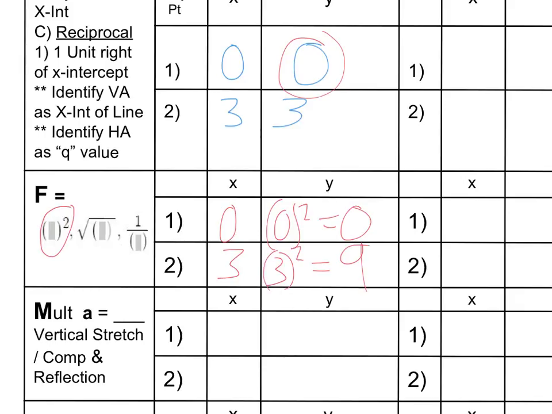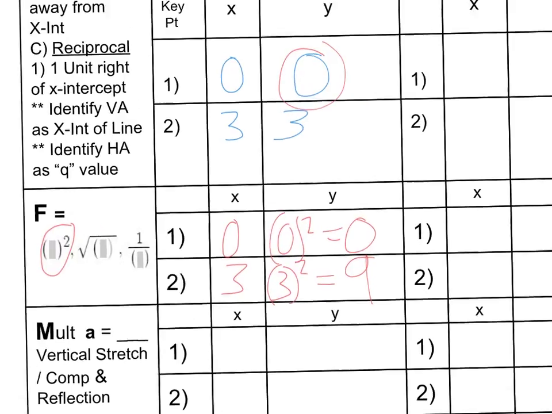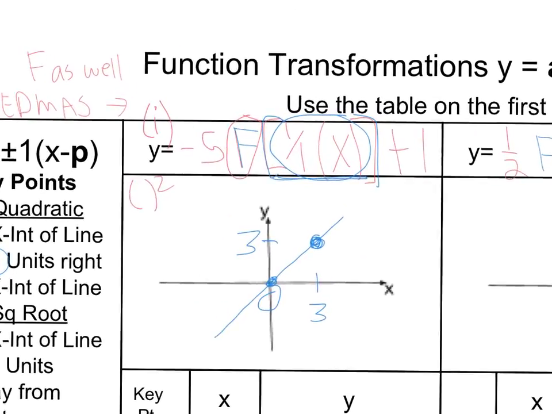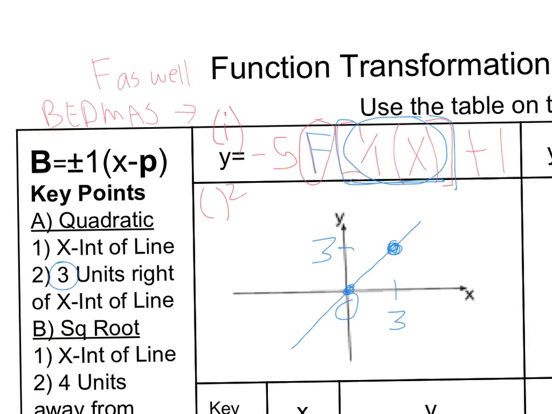And that is 3 times 3, which is 9. Okay, so those are now my two key ordered pairs after I've applied the rule F. Okay, what happens after this? Well, we need multiplication in BEDMAS, according to BEDMAS.